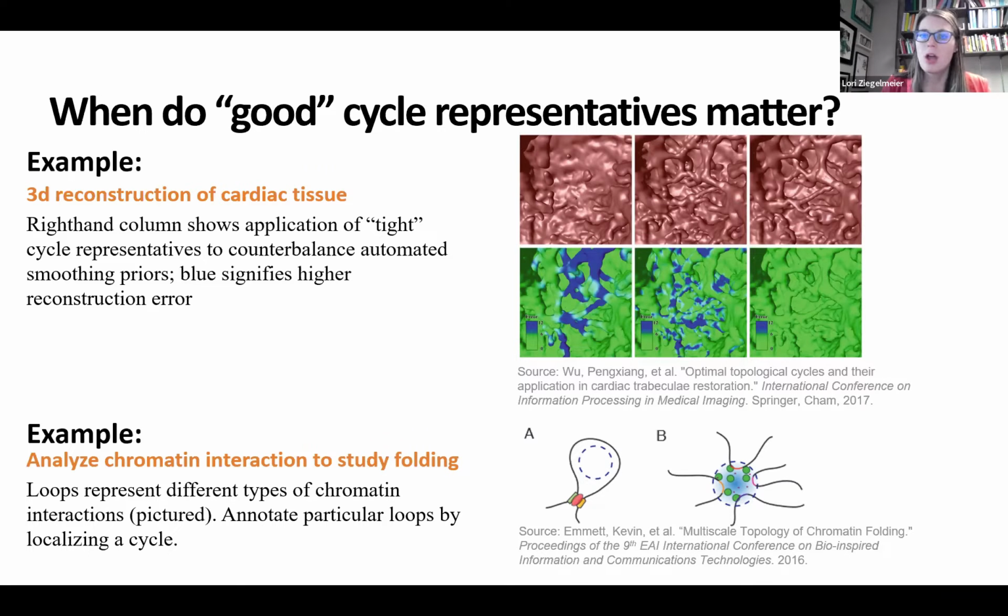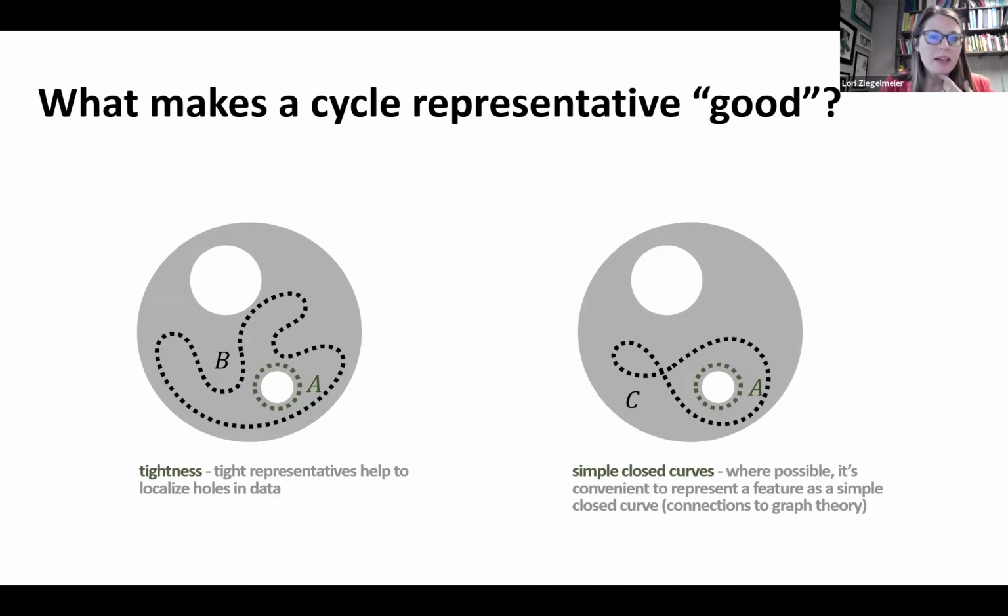Okay. So what might make a cycle representative good? Well, it's up to the modeler to make that decision. One notion of good could be tightness: how tight does a representative enclose a hole? Another might be a connection to graph theory when you want just a simple closed curve, so you don't want multiple loops representing a single cycle here.